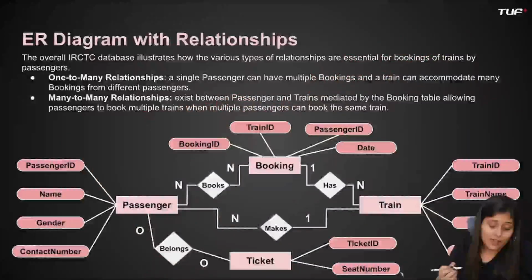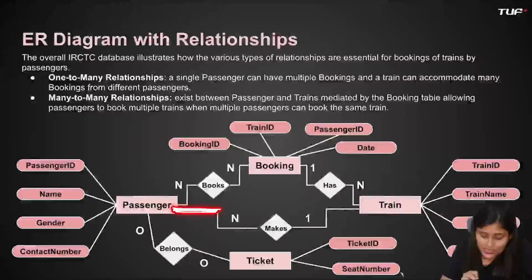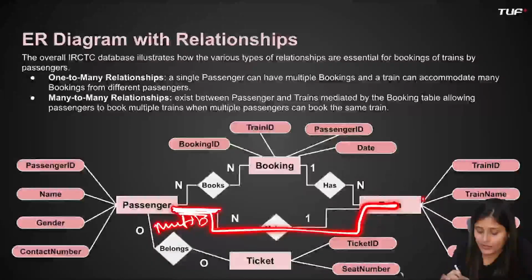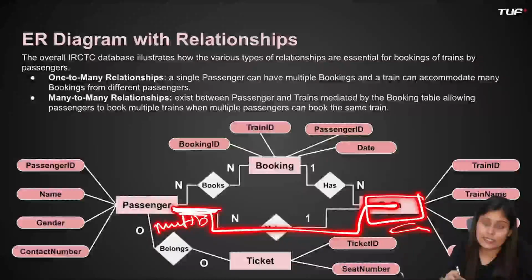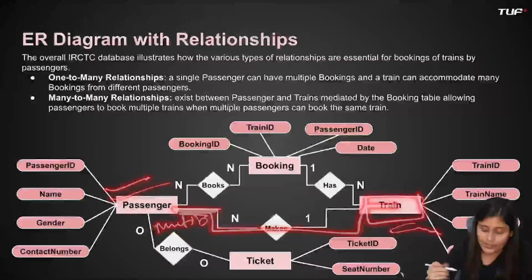The rest one is many to one. How does it happen? Basically, multiple passengers can book a single train, can book in a single train. So this shows the many to one relationship.